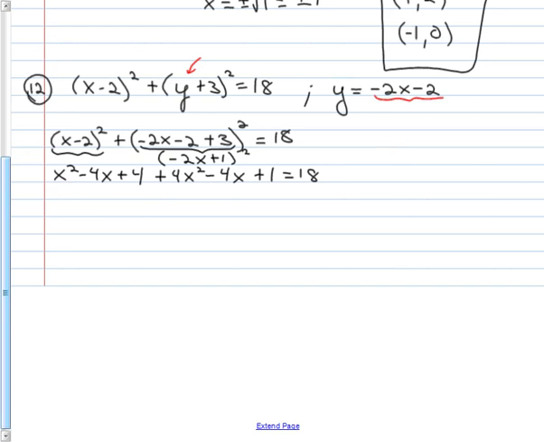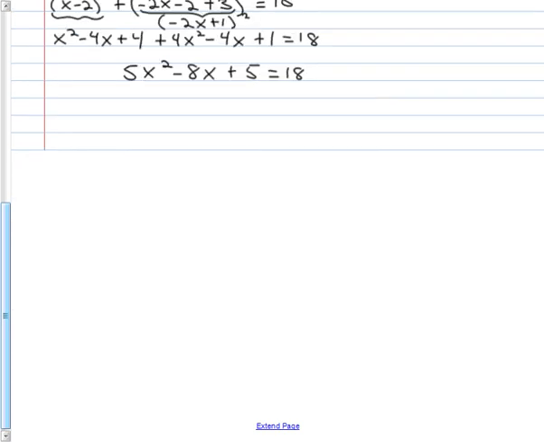Okay, like terms. X squared plus 4x squared is 5x squared. Negative 4x minus 4x is negative 8x. 4 plus 1 plus 5 equals 18. We need to set this equal to 0. Why do we want to set it equal to 0? So that we can solve either by factoring or the quadratic formula.